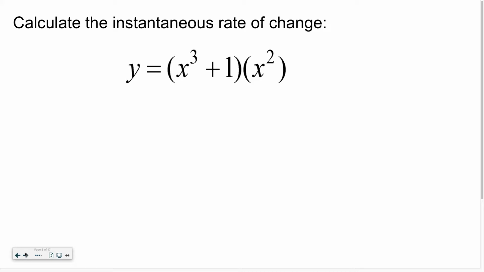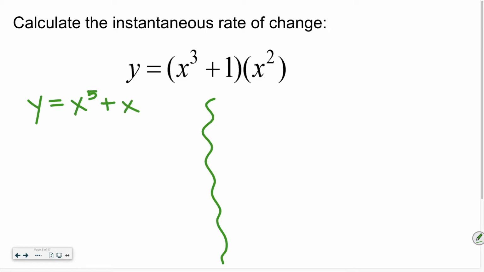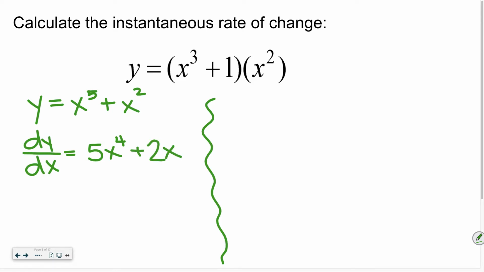Right? If we were taking the quiz yesterday, we would say, okay, well, I can't take the power rule unless that's multiplied. So yesterday you would have done this. All right? Well, this is x to the 5th plus x squared, which means our derivative is 5x to the 4th plus 2x. Or we could use the product rule.